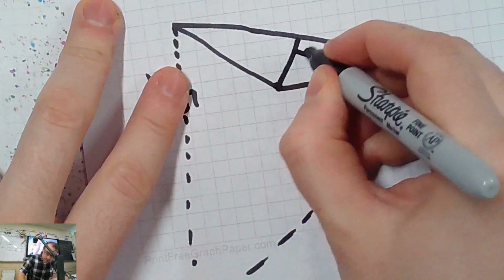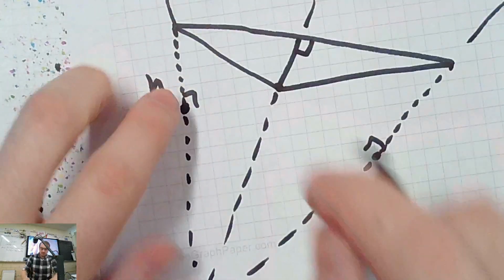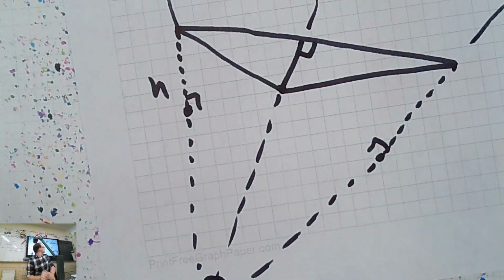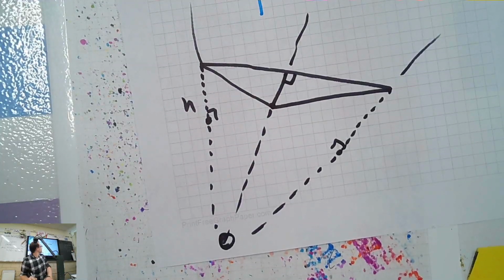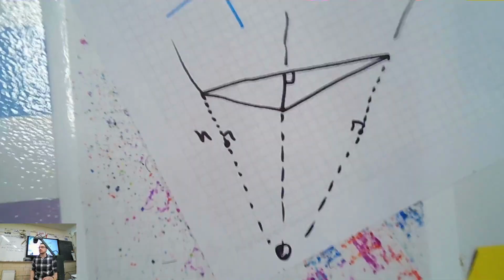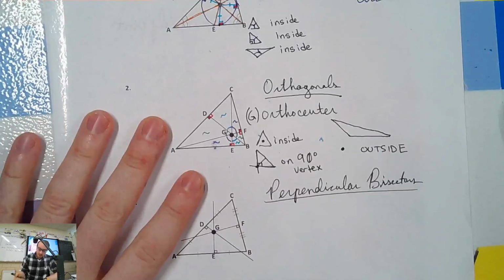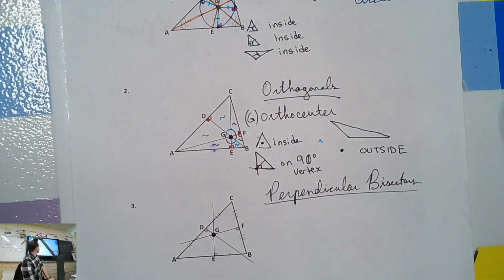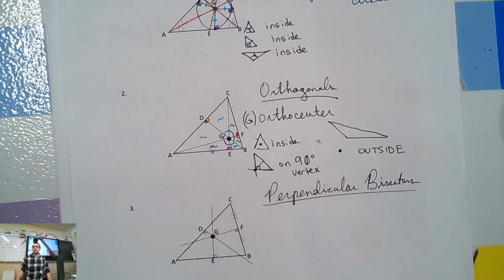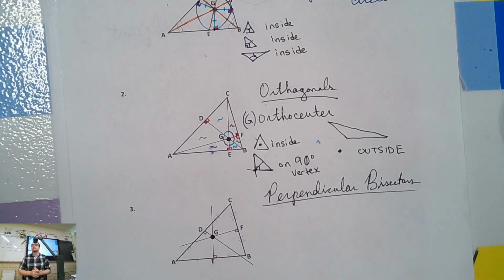Here the height's really easy. It's there. Remember, these lines extend. So they're going to intersect outside. Height of the triangle is here. Keep going. Height of the triangle, here, keep going. They're going to intersect outside. So, for orthogonals, outside the triangle when it's obtuse, inside the triangle when it's acute, on the 90-degree vertex when it's right. I think this one makes a lot of sense, right? Because there's two 90s coming together already.